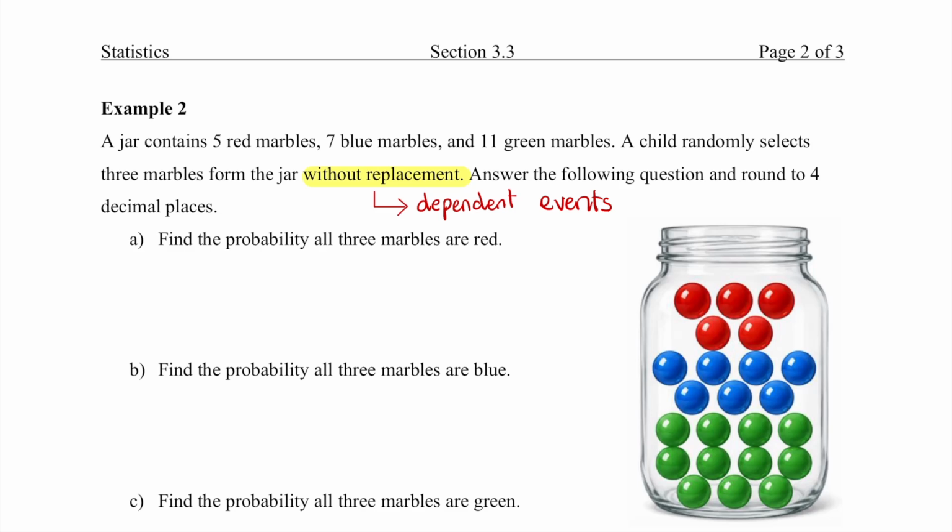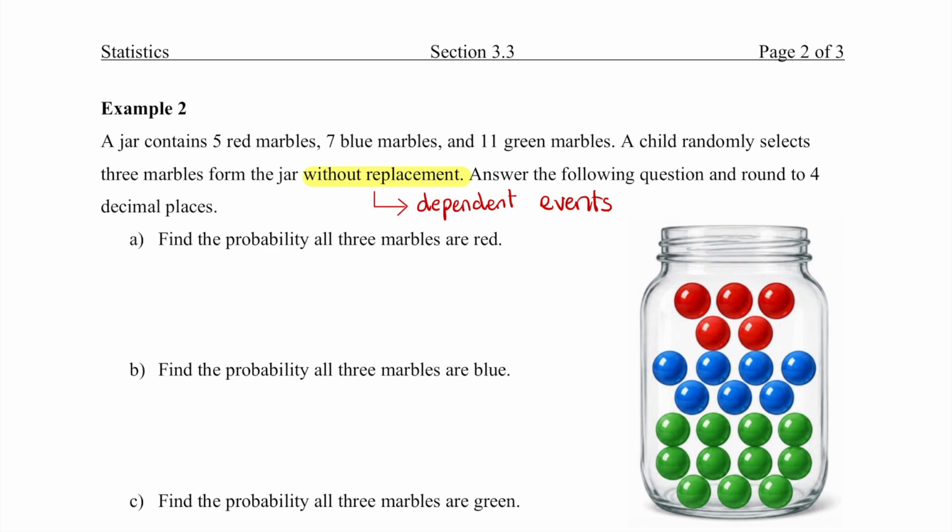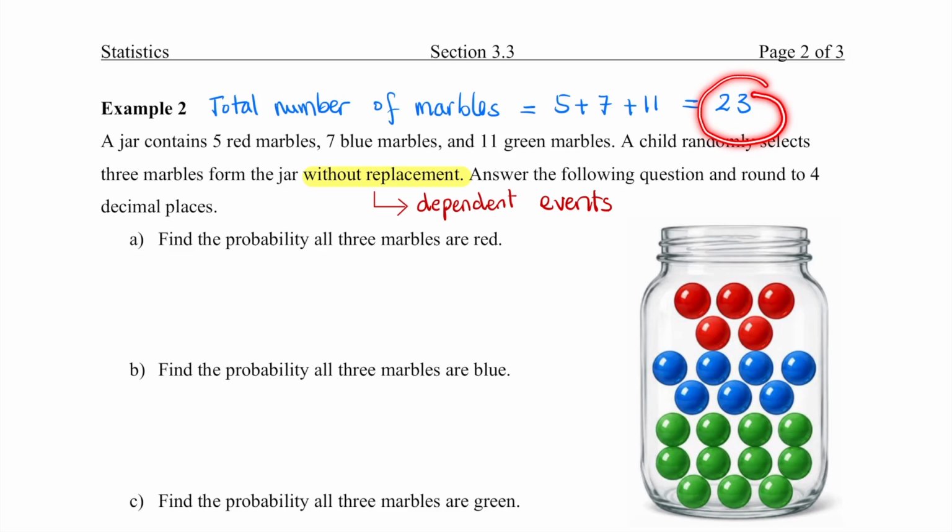First, let's determine the total number of marbles. There are 5 red, 7 blue, and 11 green marbles. So to find the total number of marbles, I take 5 plus 7 plus 11. That equals 23. So our jar contains 23 marbles altogether. We'll use this total repeatedly throughout this example.